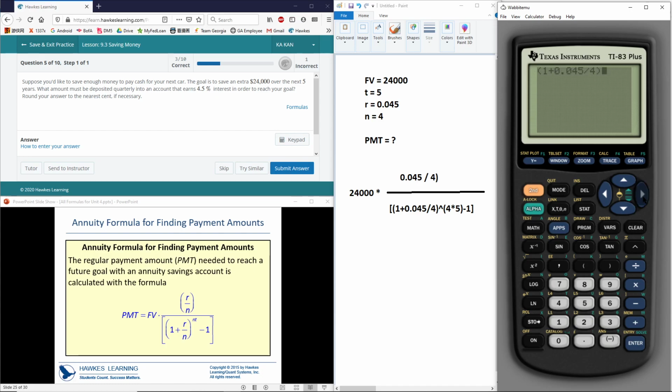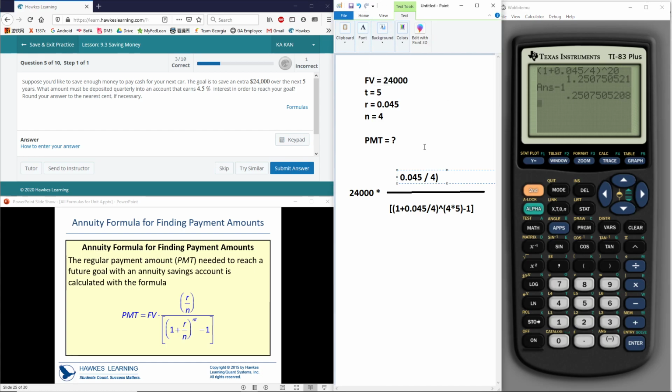And then raise it to the power. 4 times 5 is 20, right? So I'm just going to do 20, and then minus 1. So that is the denominator. Let me see, I just realized I forgot about the parameters.